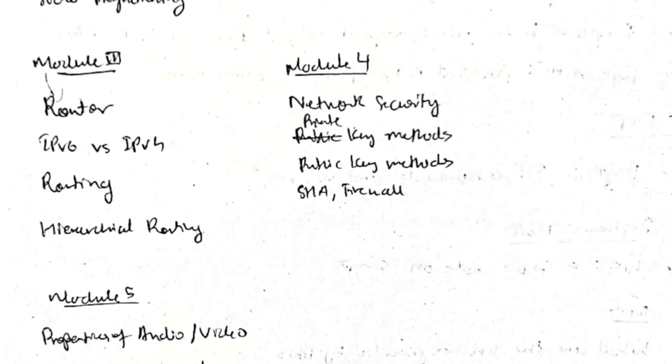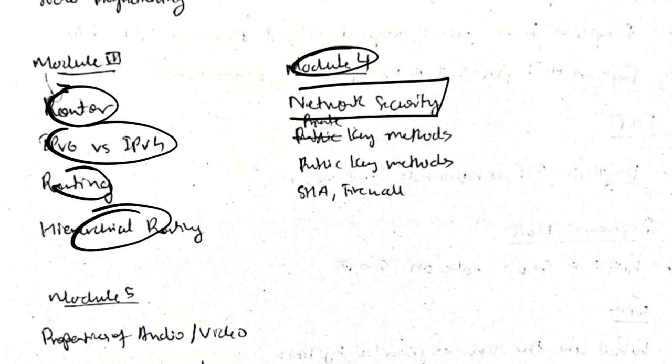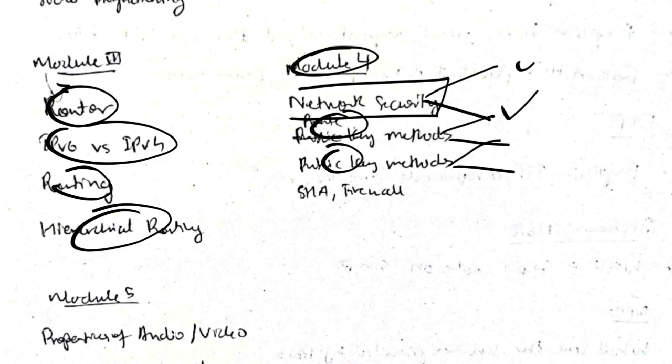Coming to module 3, we have the routers. About the routers, IPv6, IPv4 are very important, and different types of routing techniques. In module 4 we have network security. Here 2 questions are there about the elements of network security and the techniques of the threats to network security. In private key and public key, in both we have 2 methods which we'll be discussing. In both we have theory as well as numerical. After that we have the SHA algorithm and the firewall.